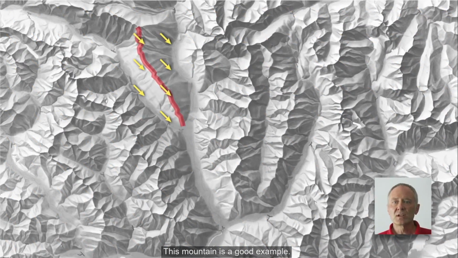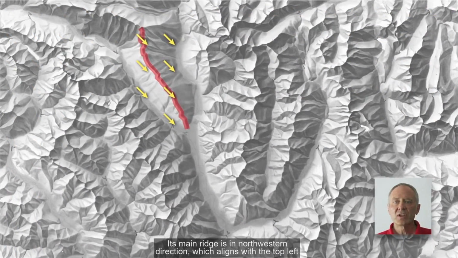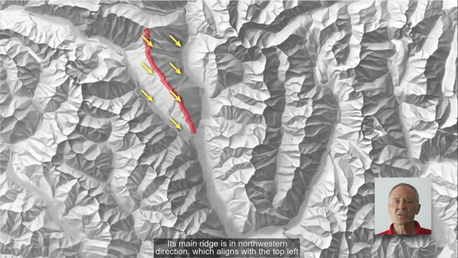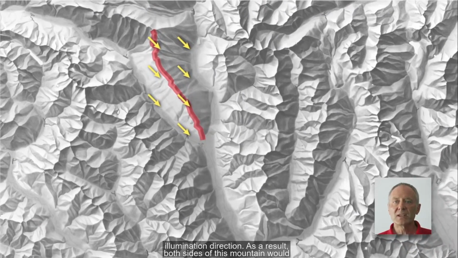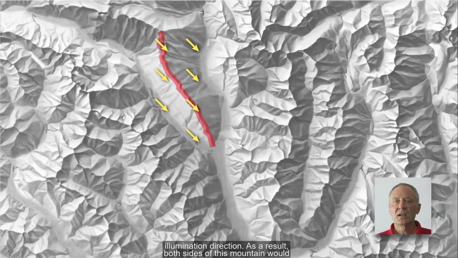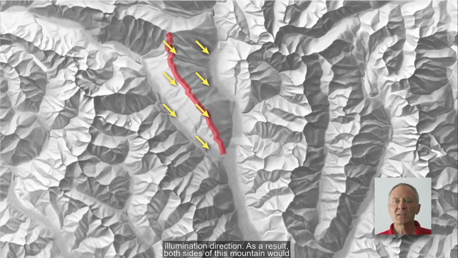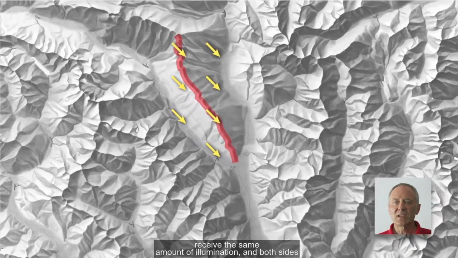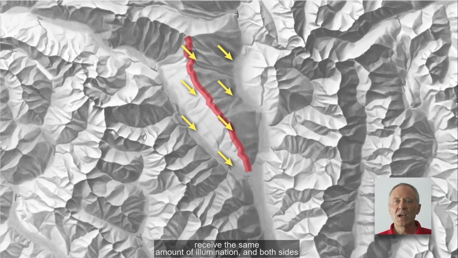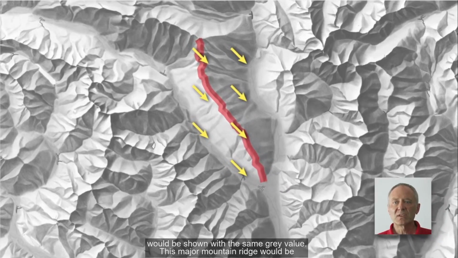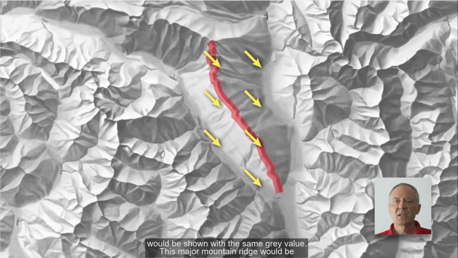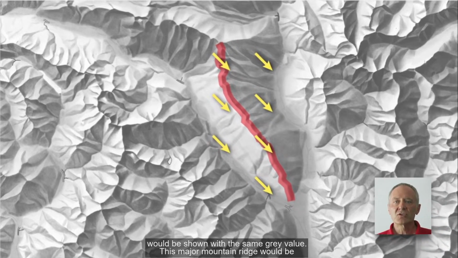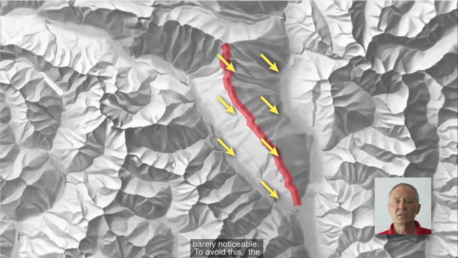This mountain is a good example. Its main ridge is in northwestern direction, which aligns with the top left illumination direction. As a result, both sides of this mountain would receive the same amount of illumination, and both sides would be shown with the same gray value. This major mountain ridge would be barely noticeable.